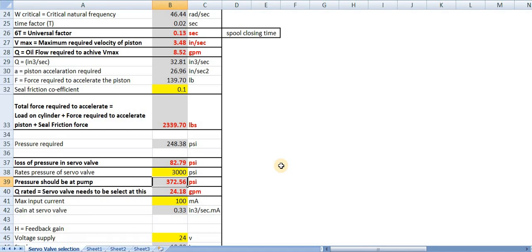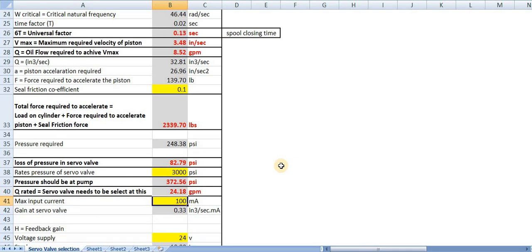And for Q rated, if you know the general equation, Q actual is equal to Q rated times the square root of PV by PA, or you can do that calculation and easily get Q rated. This is the flow that we need to supply to our servo valve to get all the values correct and easily move the cylinder. This is the flow where you need to go to the data sheet of any OEM, and you can select your servo valve based on this and the above pressure loss equations.